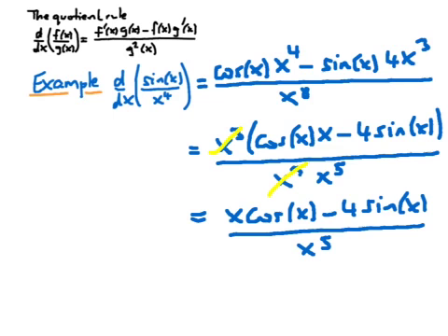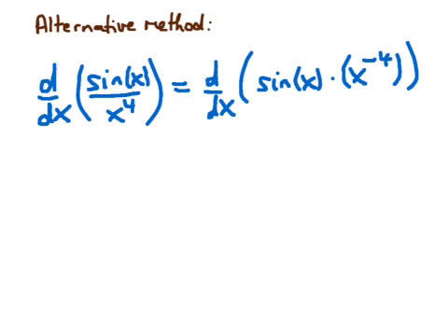So that's an example of how to use the quotient rule, but what I'd like to do now is calculate exactly the same derivative, differentiate the same function, but using the chain rule and the product rule. So I'll go on to a new slide to do that. So the alternative method for differentiating this function here, sine of x divided by x to the 4th, is to think of this as a product, the sine of x multiplied by x to the minus 4, and then we just use the product rule and the chain rule for powers.